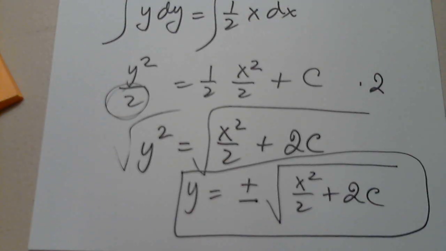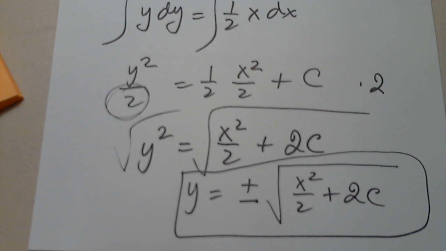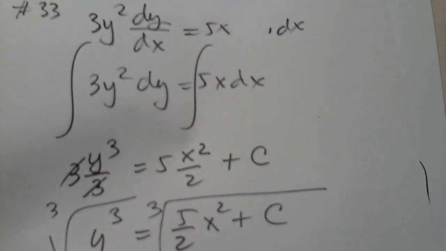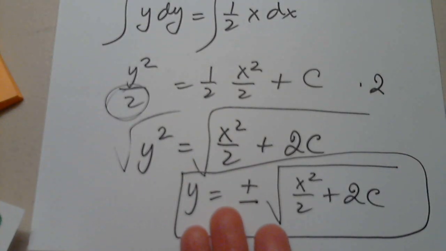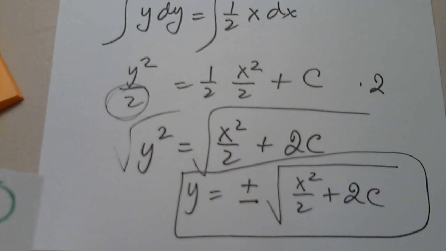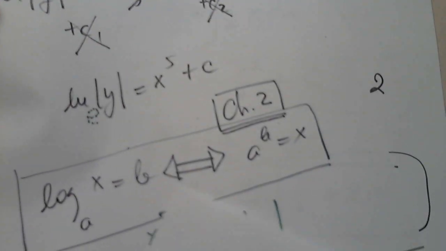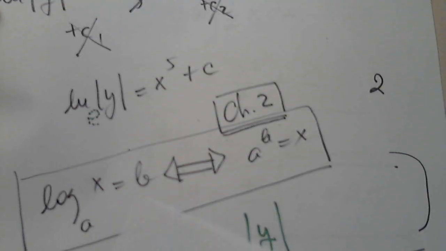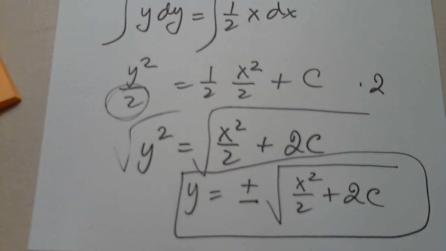Very good. Any questions? These are the only three types that you're going to see. A situation in which you take the cube root, a situation in which you take the square root from both sides, and a more complicated situation in which you have to use this relationship between a log equation and an exponential equation.